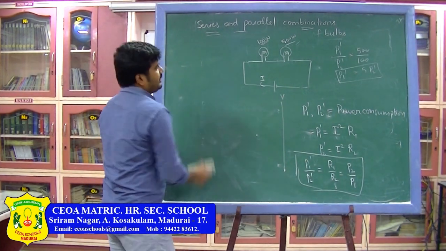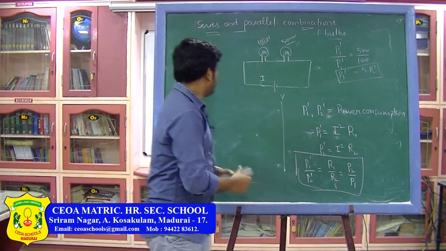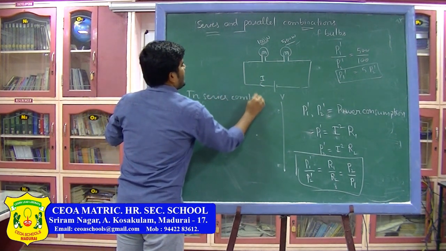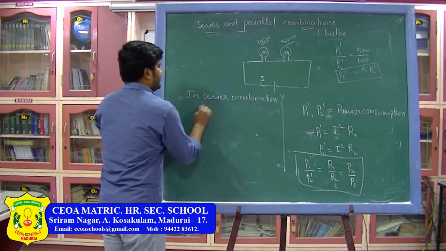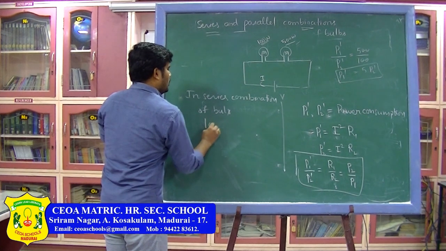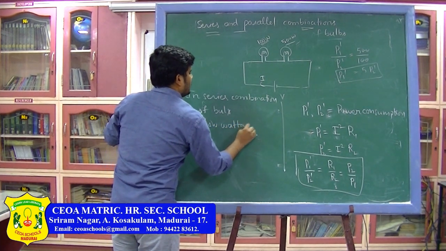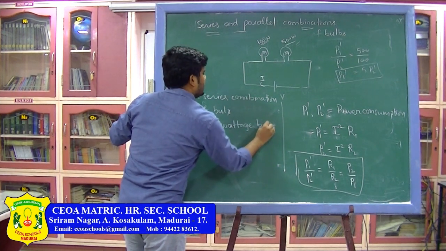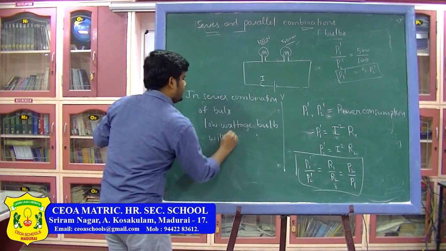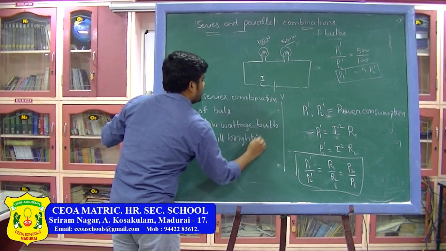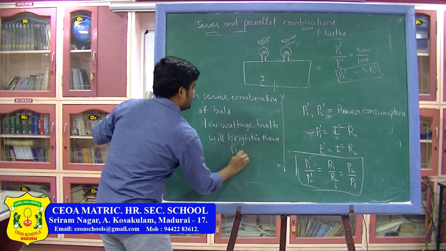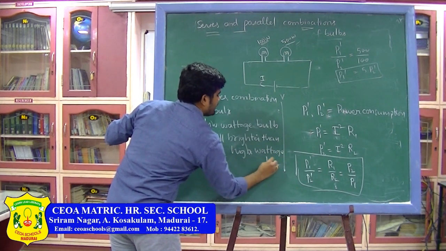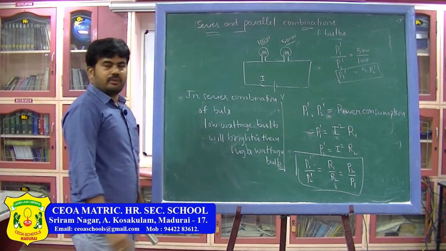So finally we arrived at this conclusion, which is nothing but, so in series combination of bulbs, low wattage bulb will be brighter than high wattage bulb. So that is the conclusion that you can give about the series combination of bulbs.